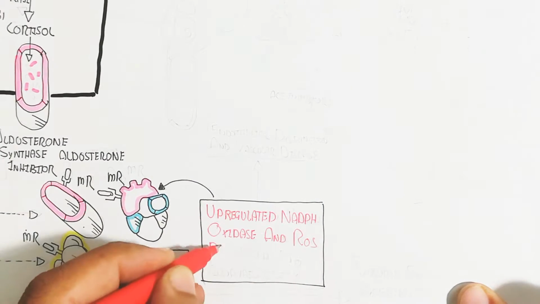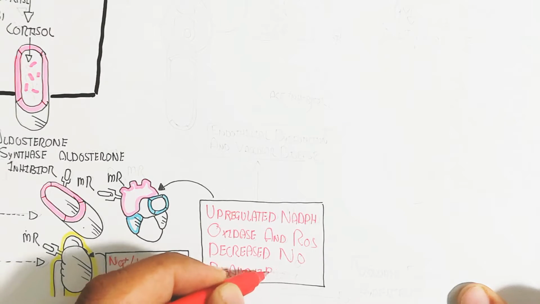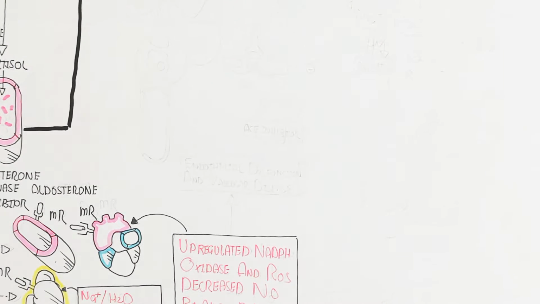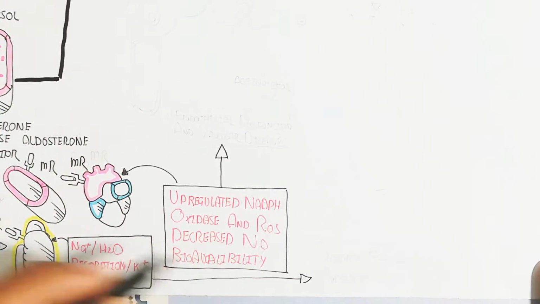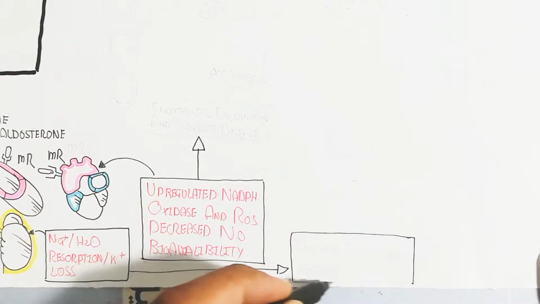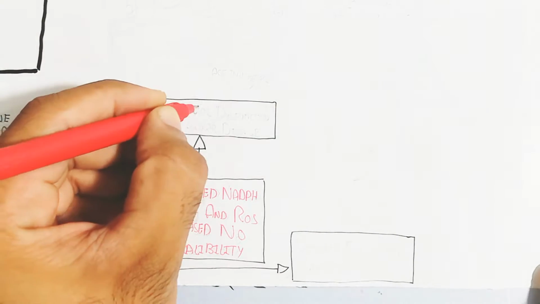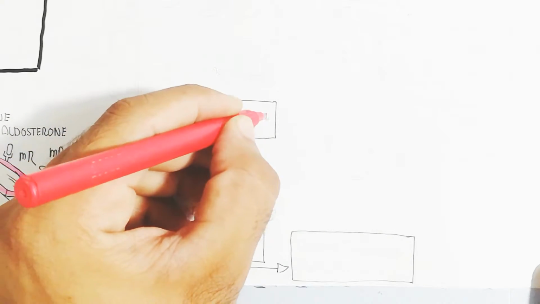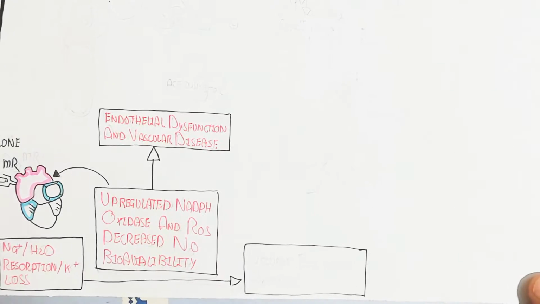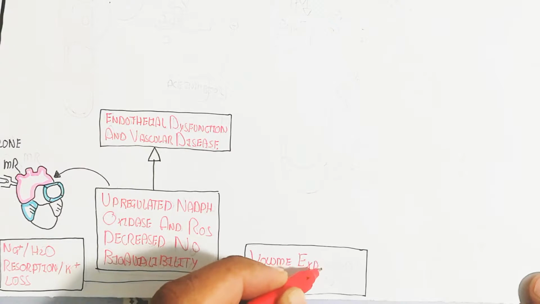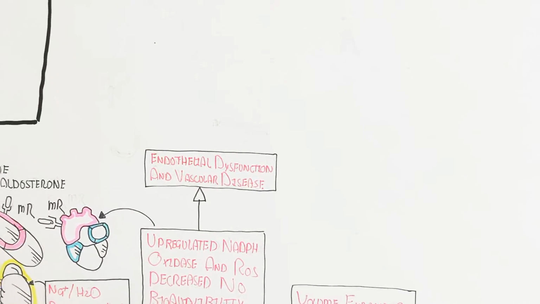On the other hand, in the heart there is upregulated NADPH oxidase, and reactive oxygen species decrease nitric oxide bioavailability. Further, the sodium and water reabsorption and potassium loss will lead to volume-expanded hypertension. Endothelial dysfunction and vascular disease will occur through the heart, with more hypertension.